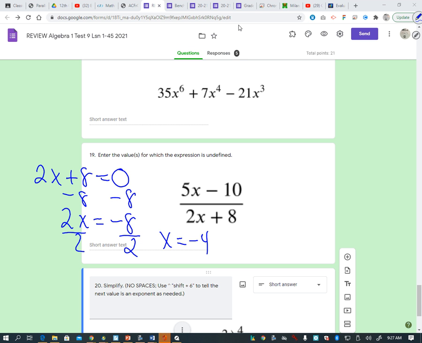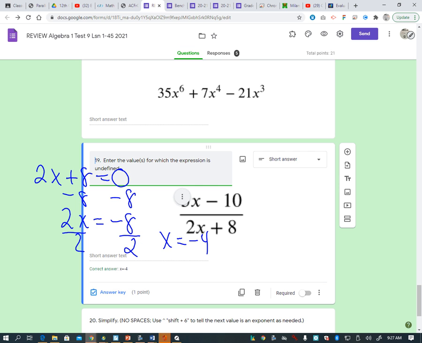What is going to make the denominator equal 0? Find 0 on the bottom. That's it. Are we clear? I don't even have to mess with the top at all. So the answer is x equals negative 4. Do we understand? Okay.